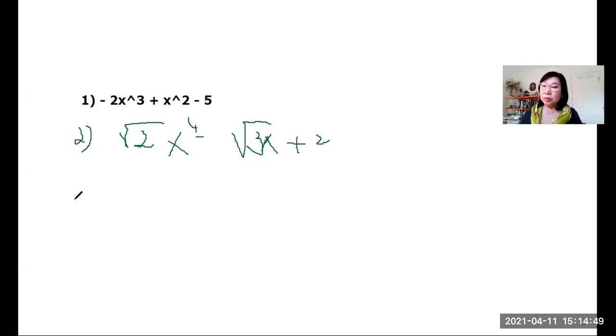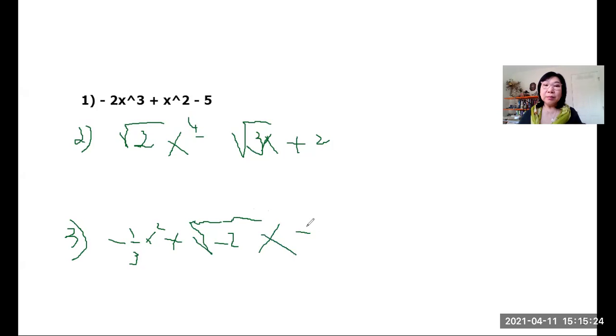Okay, so now let's say I'm going to have the third question, like minus 1/3 of x to the power 2, adding with the square root of, I'm getting so ugly now, the square root of minus 2, and x outside the square root, and plus 1.